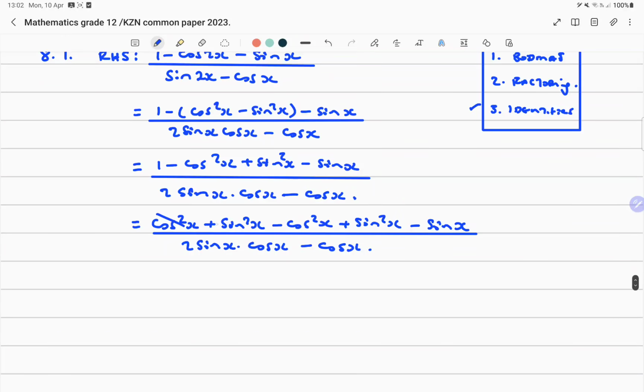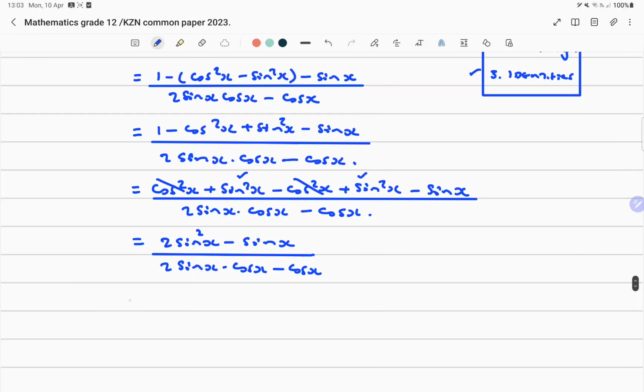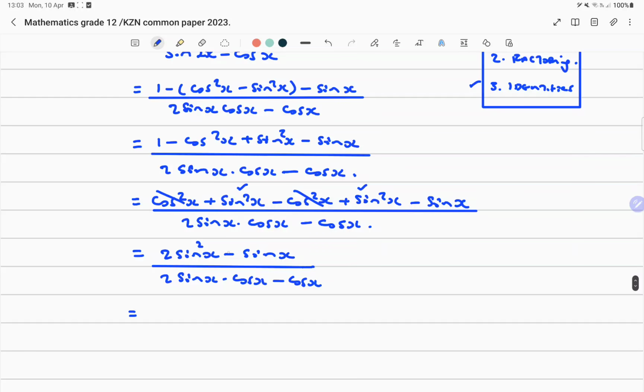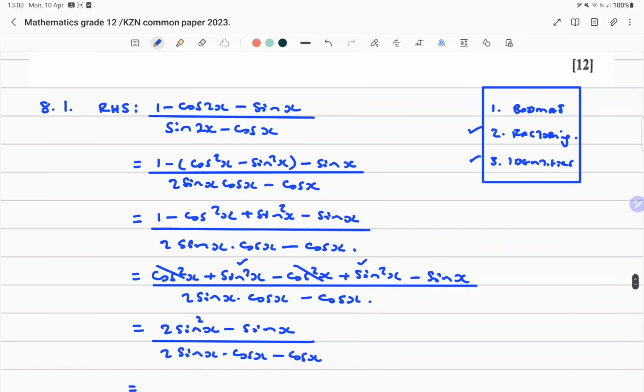Now we can see here we've got like terms, they cancel out. We've got like terms, they add each other up. So we've got 2 sine squared x minus sine x over, now here, I'm dragging this one, 2 sine x cos x minus cos x. Okay, not a problem. Now let's do the final kick. What can we do here? Well, now we can factorize these things. So we're getting to step 2.